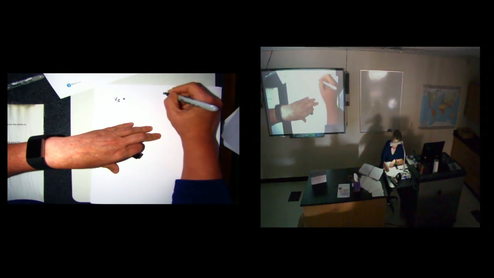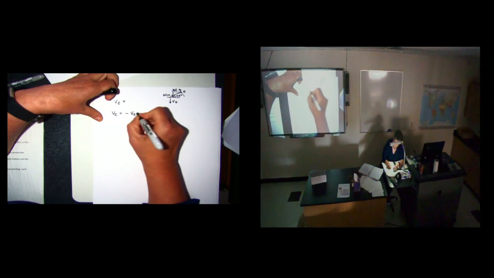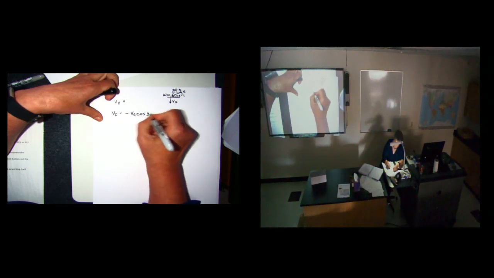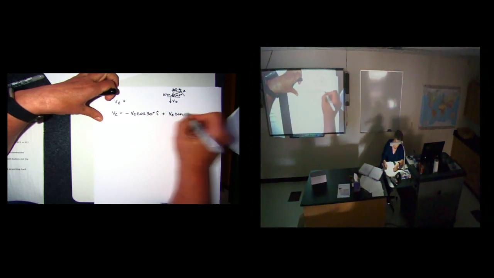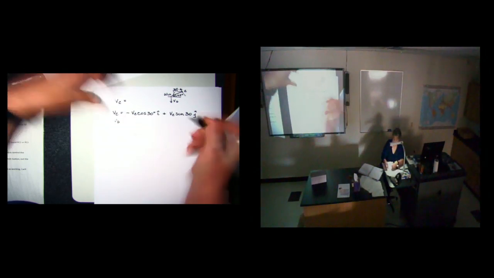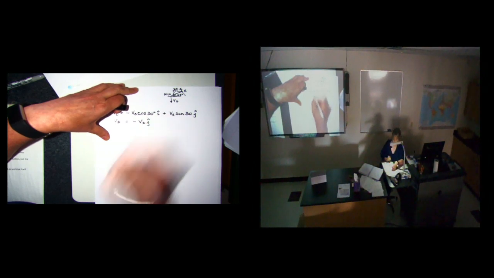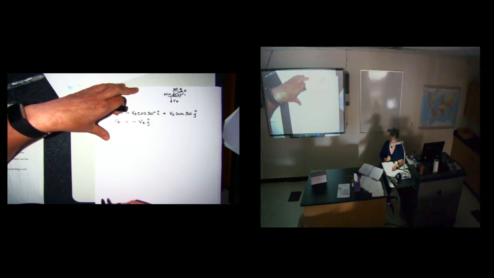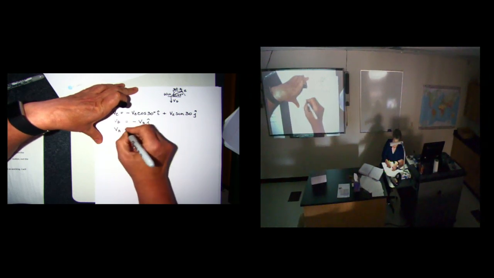And the length of this is 300 millimeters. So when I do RAC, that's going to be minus 0.3, because I'm going to convert it to meters, cosine 30 degrees, plus 0.3 sine 30 degrees in the J direction. So now I've written out all my vectors.